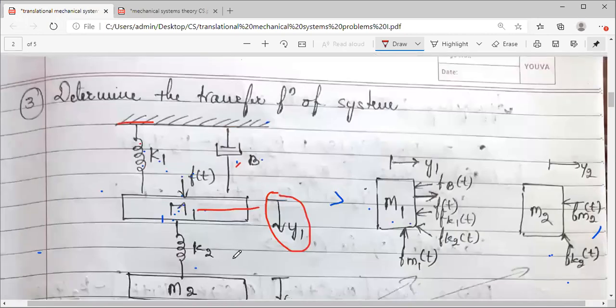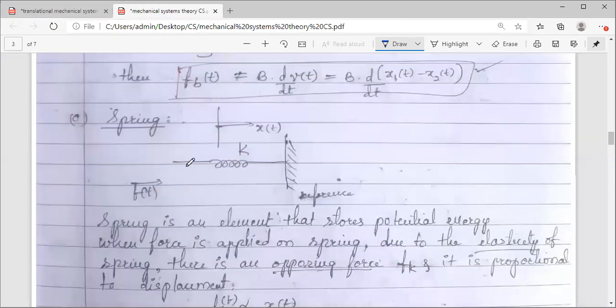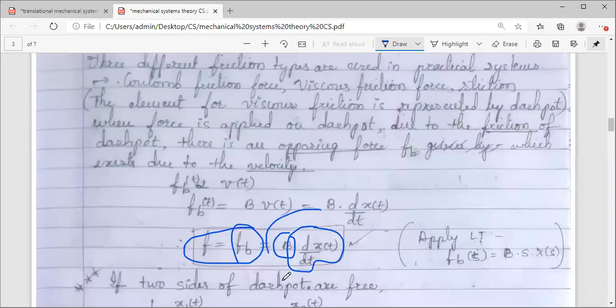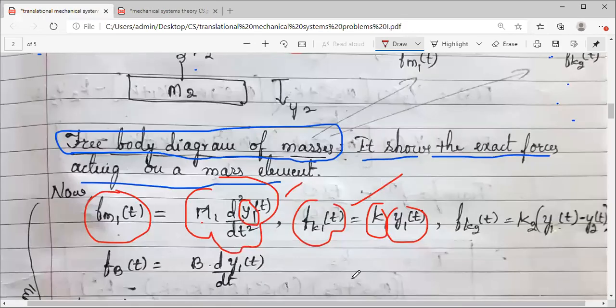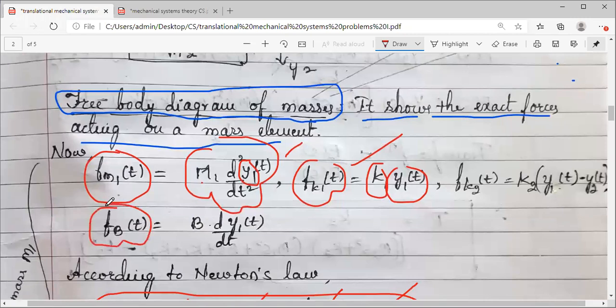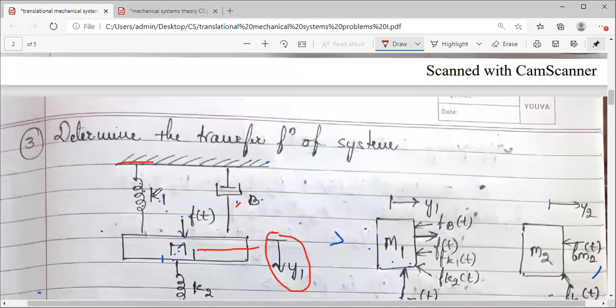Now what about the dash pot? For the dash pot, let me just quickly show you. Dash pot, it is b into d by dt of x of t. So for the dash pot, I have written here. Fb indicates the dash pot, it is equal to b into d by dt of the displacement. Here the displacement is y1. See, for the mass the displacement is y1, for the K1 spring it is y1 and for b it is y1. So for these three, you can see the figure. For this element, the second element and the mass, the displacement is y1.